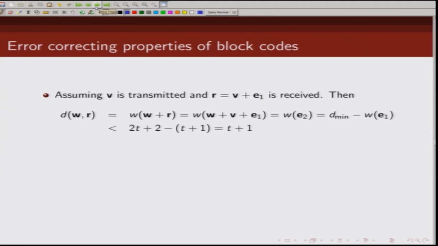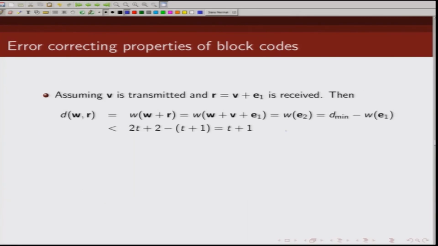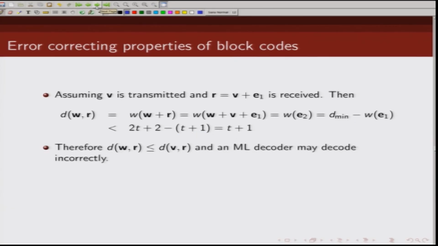And what is weight of E2? From this relation we can see weight of E1 plus weight of E2 is d min. So, weight of E2 is d min minus weight of E1. Now, d min is less than or equal to 2t plus 2 and weight of E1 is at least t plus 1. So, weight of E2 will be less than 2t plus 2 minus t plus 1, which is t plus 1. So, the Hamming distance between W and R is less than t plus 1. And what is the Hamming distance between V and R?